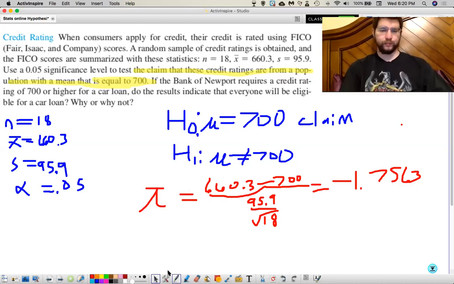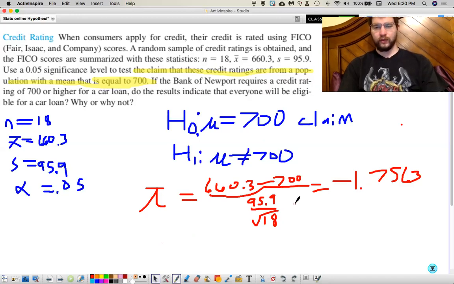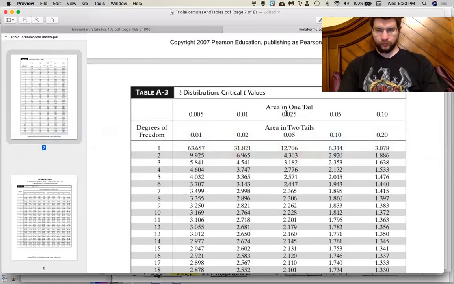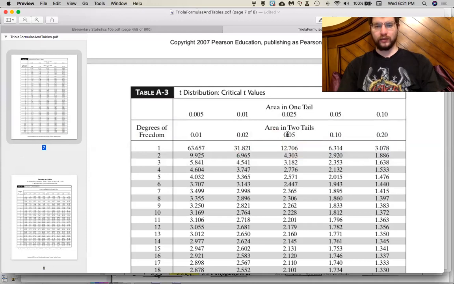Good enough. Yeah. So that's my t test statistic. Let's go ahead and find the critical value. Sketch it. Alpha is 0.05 and two tails. Two tails, 0.05, that's the middle column. And we have n is 18. 18 minus 1 is 17. So we're going to look at 17 degrees of freedom here.